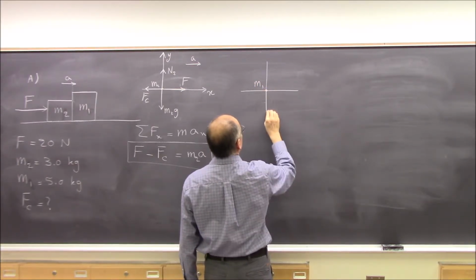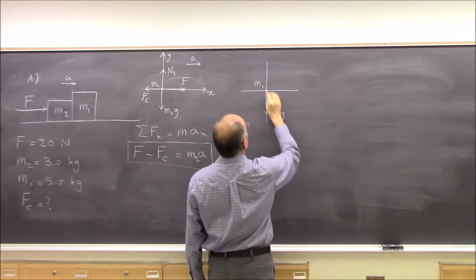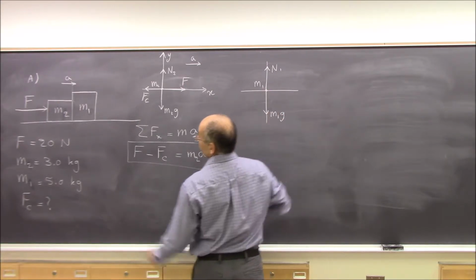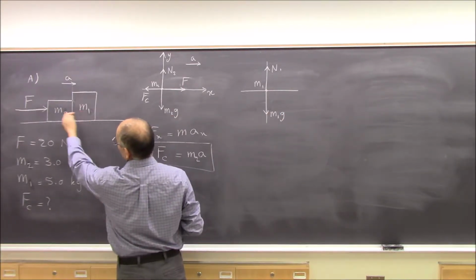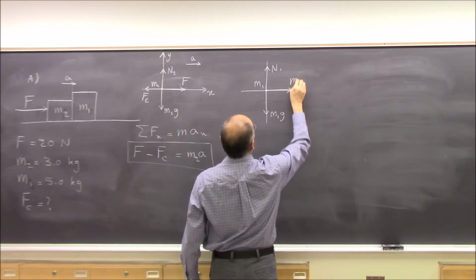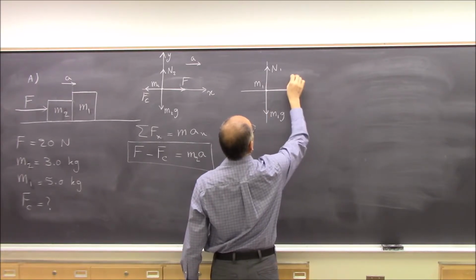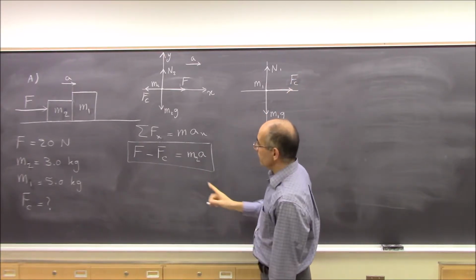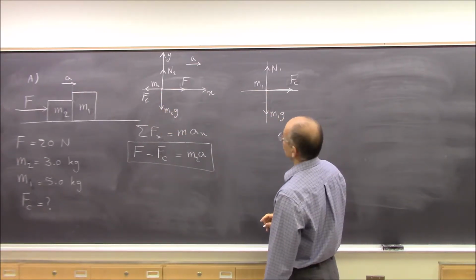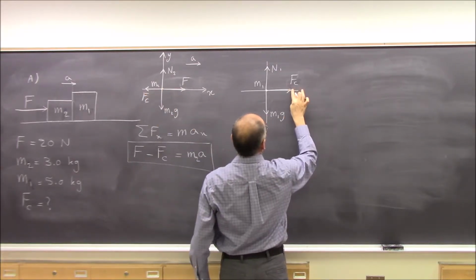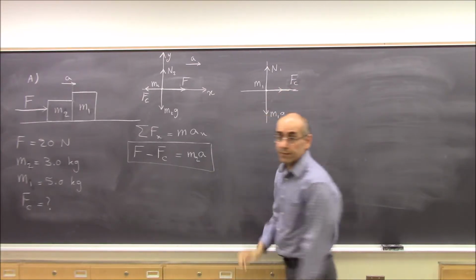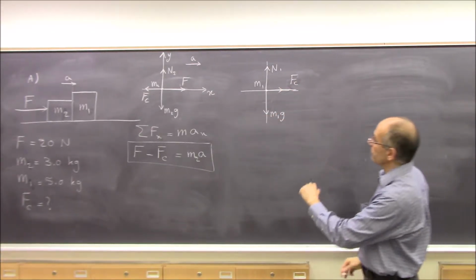And again, M1 g is downward. Normal force on 1 is upward. And the only force in the horizontal direction that acts on M1 is the force that M2 applies on M1. This is the reaction of the contact force, and it applies back on M1. Of course, this is the same magnitude. I may want to make it shorter and say the same force applies in here, the same magnitude but in the opposite direction.